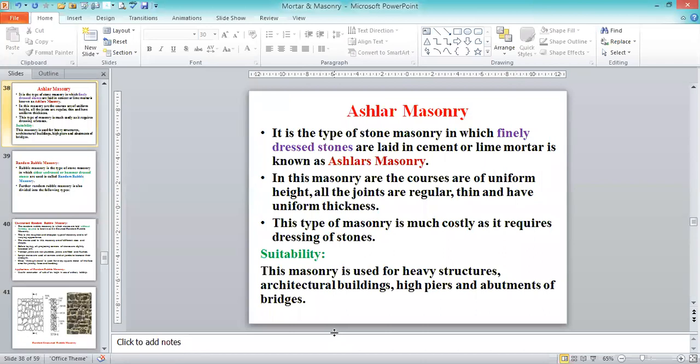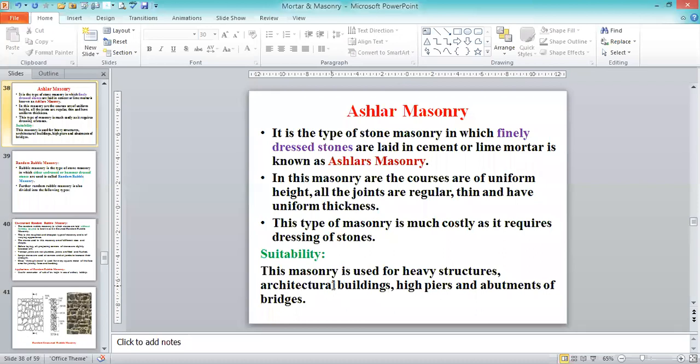This is the advantage of ashlar masonry, and it is reflected in the total cost of construction also. If you go for rubble masonry, it will be cheaper. If you go for ashlar masonry, a lot of skilled workers have to be used. So definitely it will increase the cost of construction, as you go for dressing the stones depending upon the requirement, size and shape. That is the reason ashlar masonry is costlier, or more expensive, compared to rubble masonry itself.